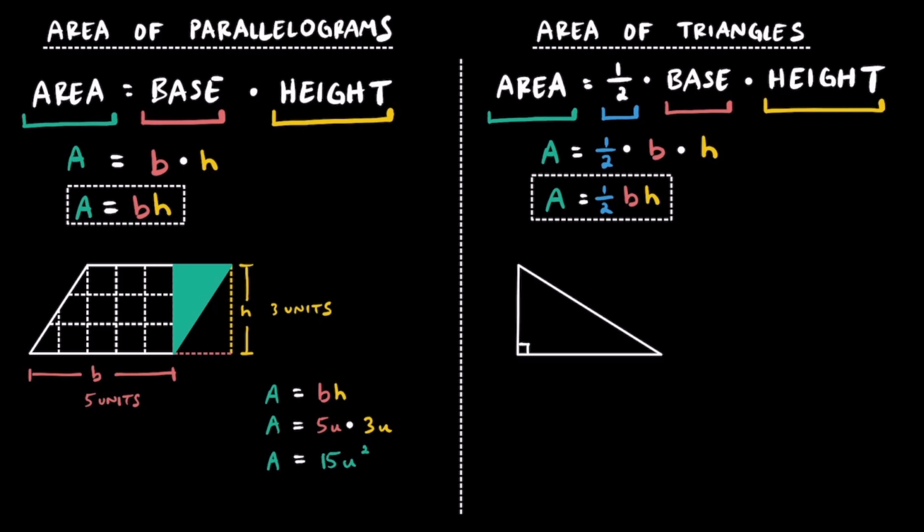Let's consider this triangle. The length of the base is going to be going left and right along the bottom, and the height is going to be the length going up and down. Remember, when we're looking for area, we're seeing how many of these full squares we have that are inside of this triangle.